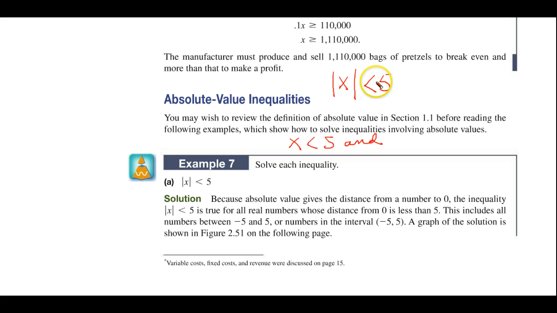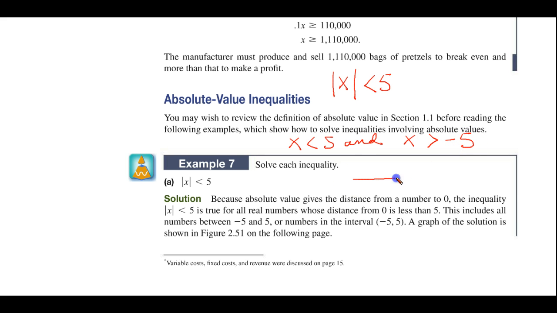What we do is we reverse this sign from less than to greater than, and then take the opposite sign of what we have there, a negative 5. So this is the protocol for doing these. x is less than 5 and x is greater than negative 5.